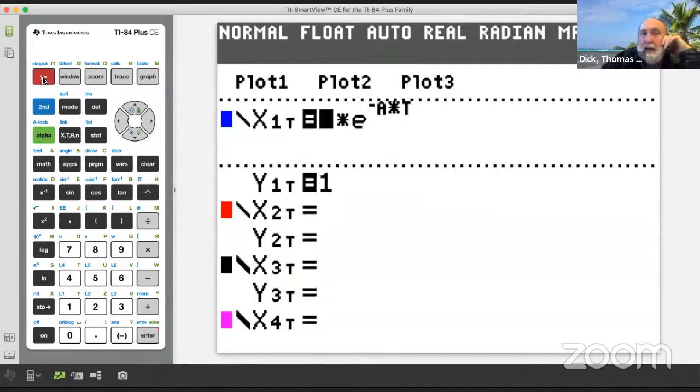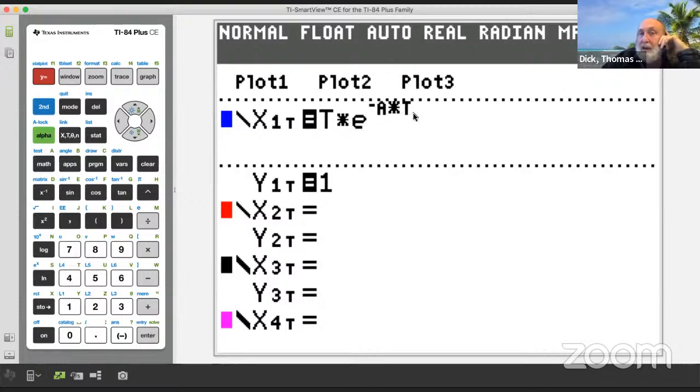And then we'll go to our y equals menu, and we can see that this is where we can enter a pair of parametric expressions. So here I've got x1 of t. I've already got it set up as t times e to the negative a times t. But you'll notice that this was moving along the x-axis. So I really should set y1 of t equal to 0. However, I've set it equal to 1.